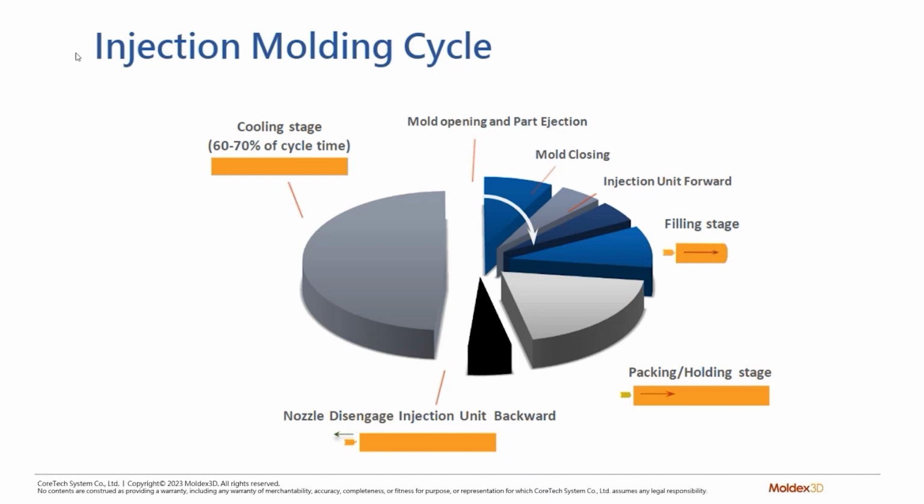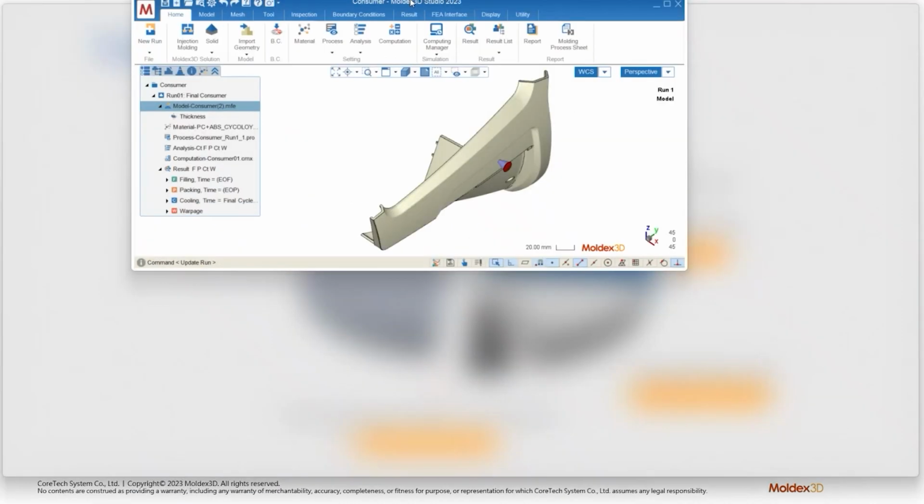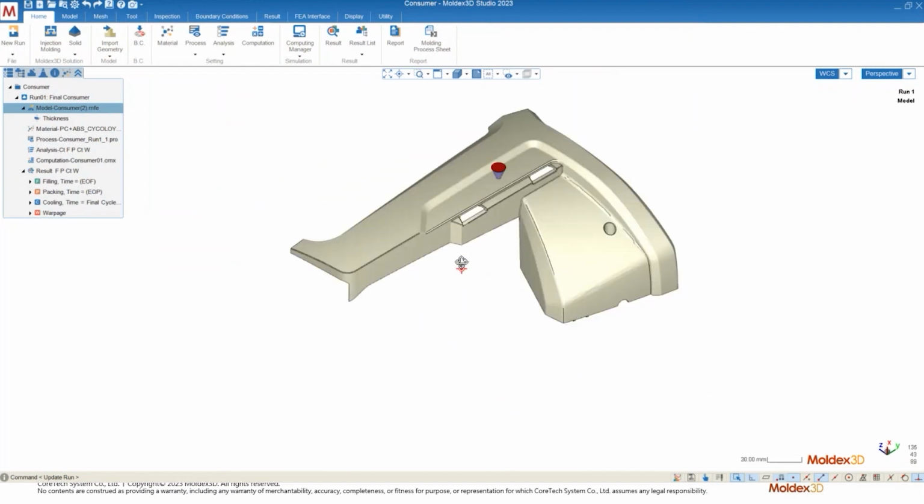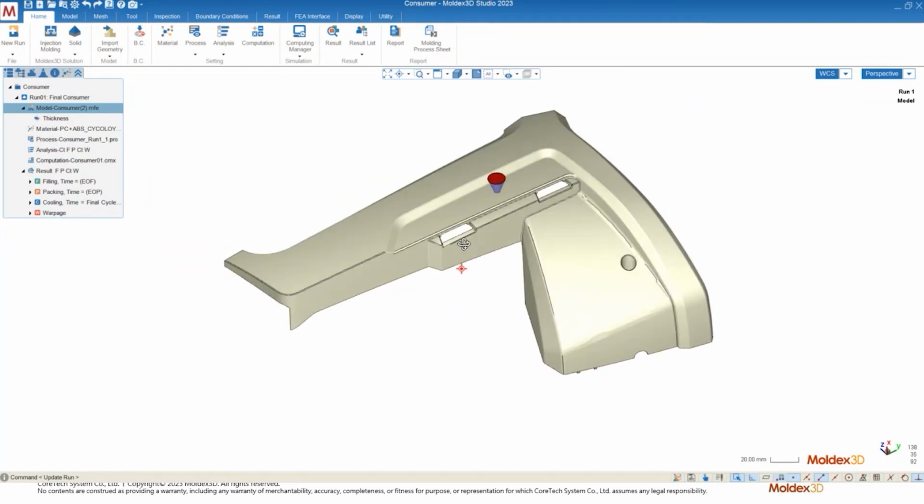All right, so I am going to do most of this on a live project, just so you guys can see my procedure and how I would go about optimizing the cycle time for any particular simulation.